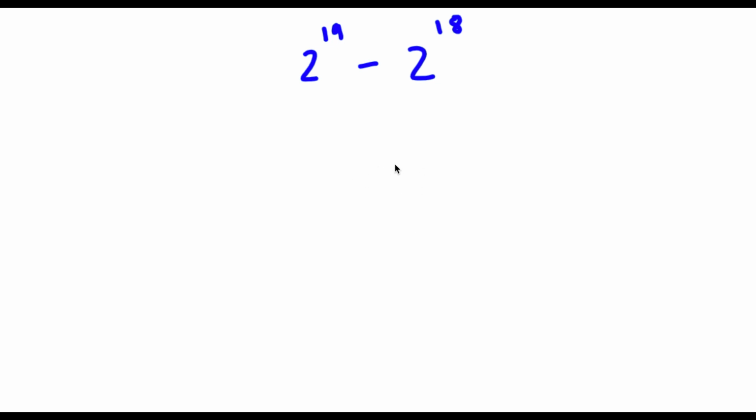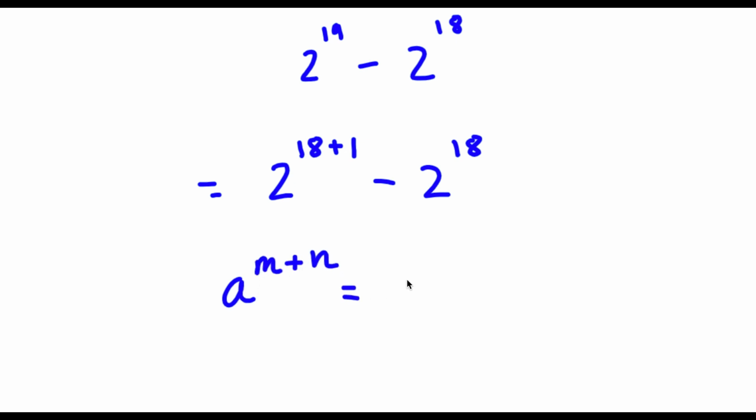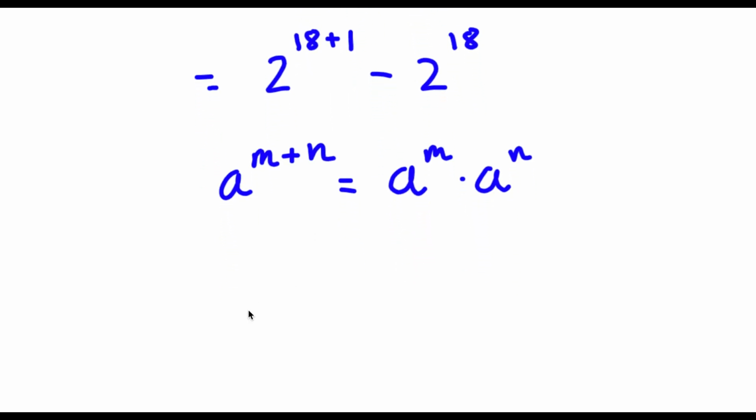Alright, so I have 2 to the power of 19 minus 2 to the power of 18. So to solve this problem, I'm going to first rewrite 19 here as 18 plus 1. So now I have 2 to the power of 18 plus 1 minus 2 to the power of 18. Now, an important property of exponents is that if I have something in the form a to the power of m plus n, this is equal to a to the power of m times a to the power of n. So in this case, 2 to the power of 18 plus 1 is going to equal 2 to the power of 18 times 2 to the power of 1. Now I have minus 2 to the power of 18.